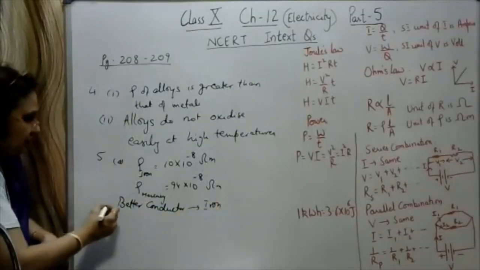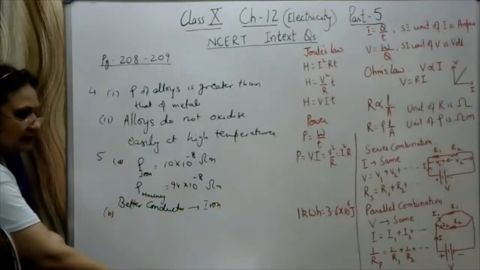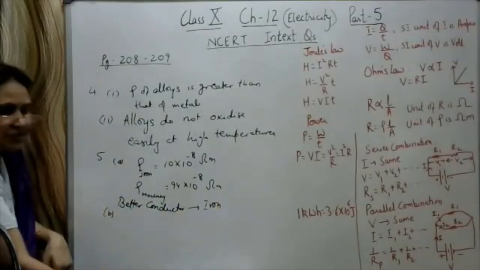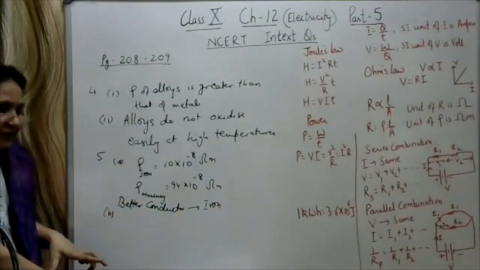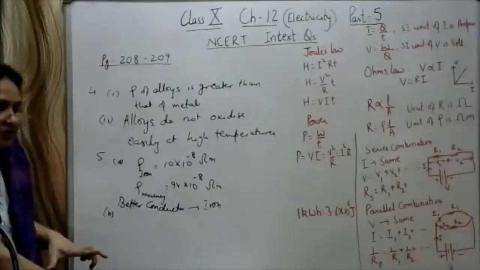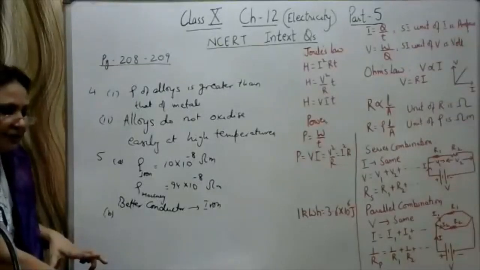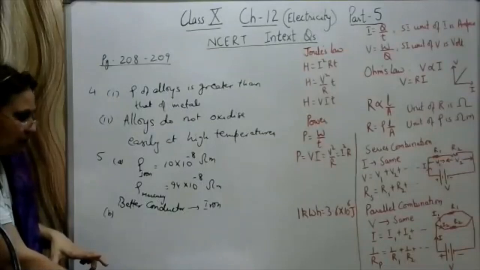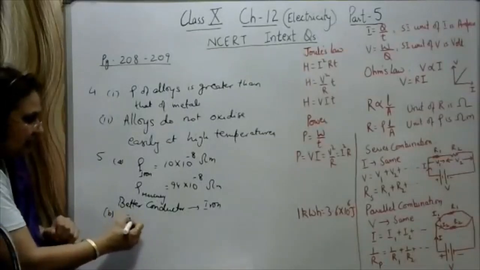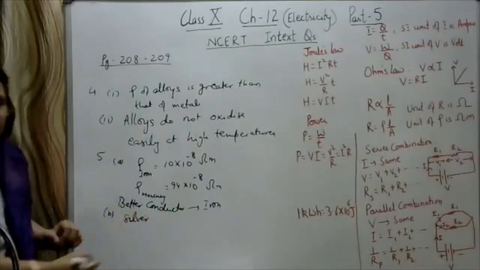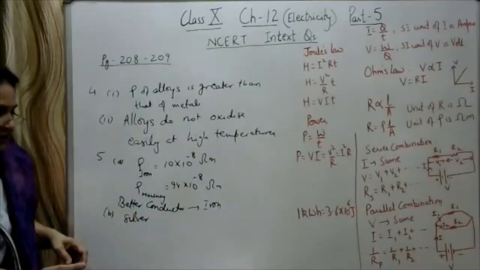Then B part is: which material is the best conductor? The one which has the lowest resistivity will be the best conductor. See the table. Silver has the lowest resistivity, which is 1.6 into 10 raised to the power minus 8 ohm meter. So silver, as its resistivity is least, is the best conductor.